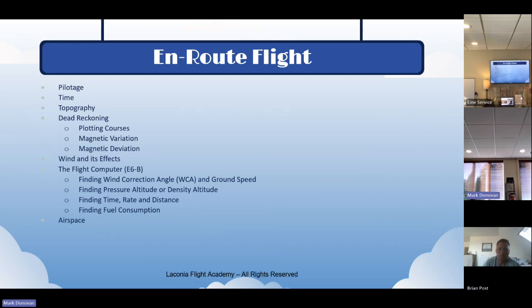We'll talk about using this tool here, E6B, for plotting courses, dealing with magnetic variation, magnetic deviation, compass deviation. We'll talk about wind and how it affects the route of flight. And again, then we're going to watch a few short videos that I've done on how to use this thing.